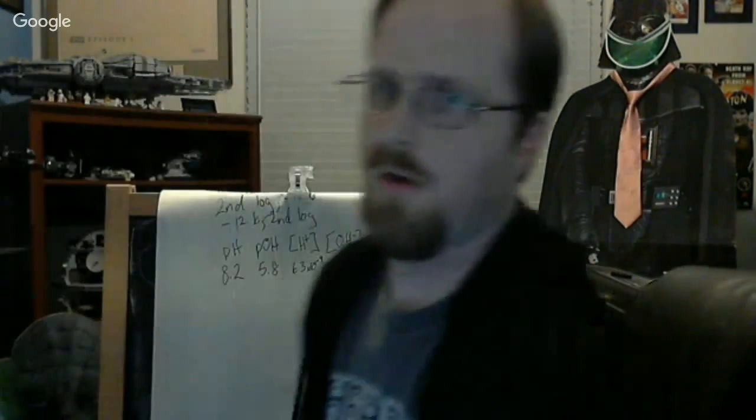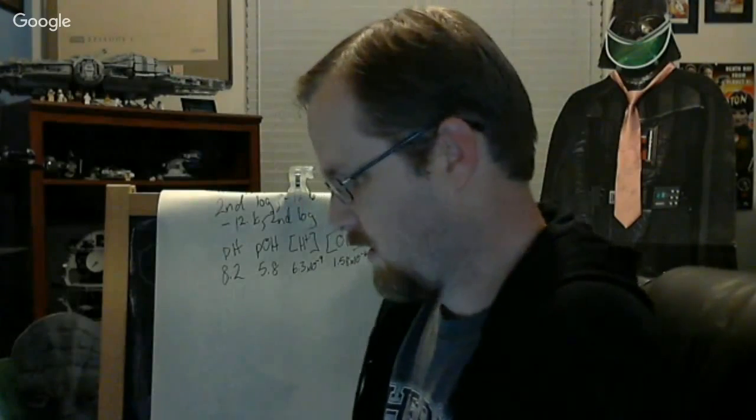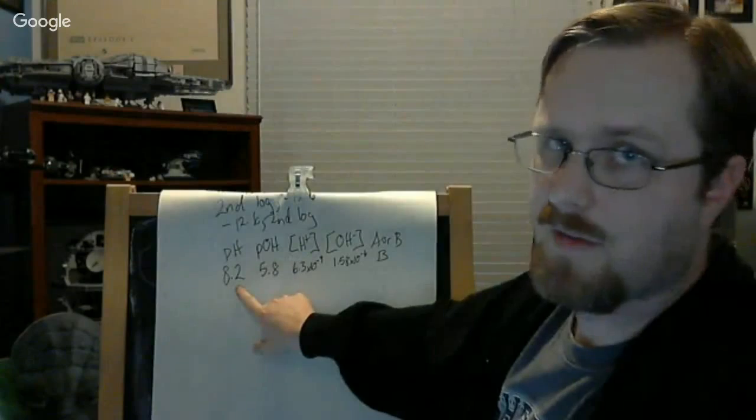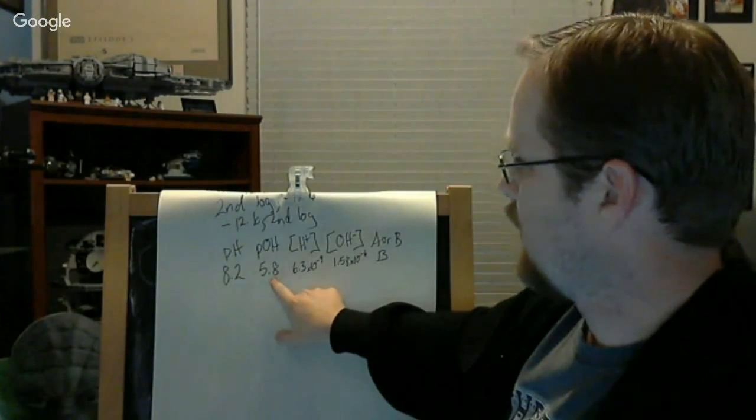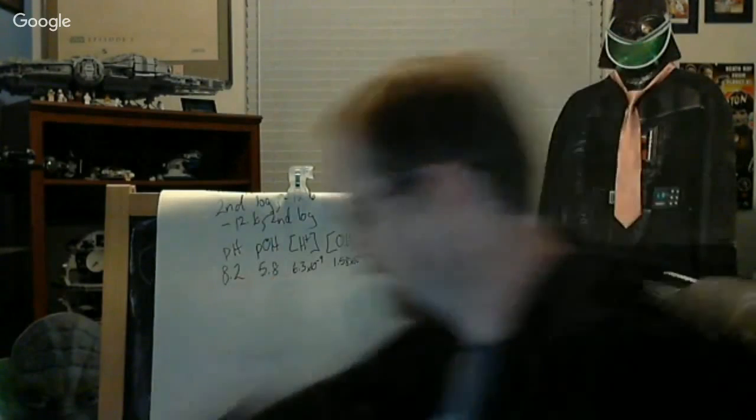All right, took care of them. Not too difficult. Okay, so hopefully you guys have had a chance to work that out. So with a pH of 8.2, we do 14 minus 8.2, and we get 5.8.